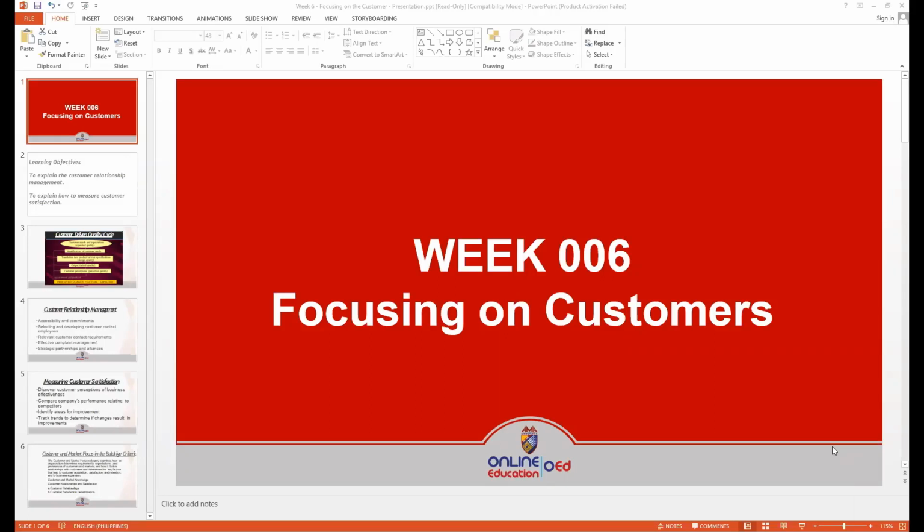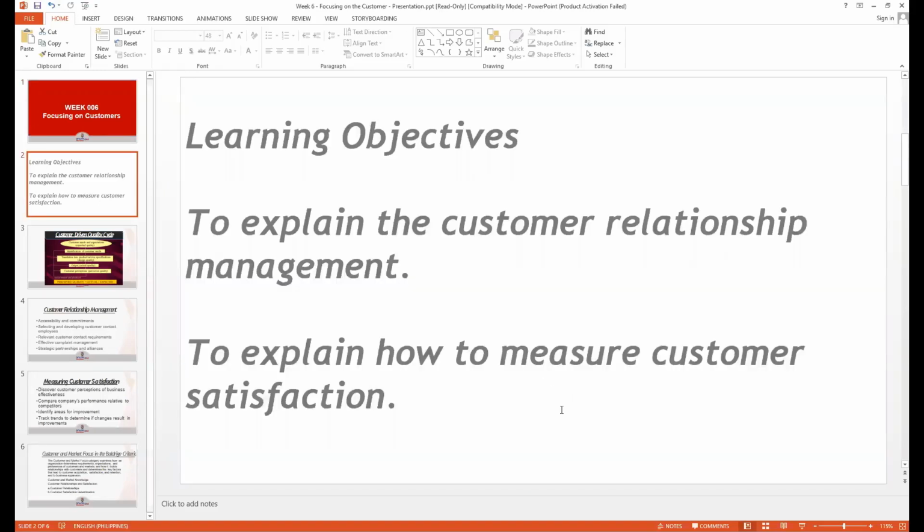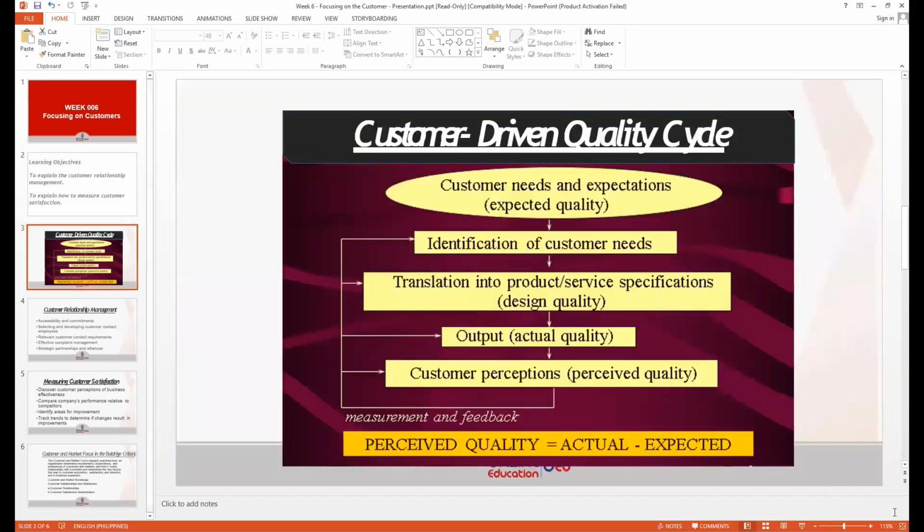So we are now going to proceed in week 6, and we're going to discuss customer focus. Here we're going to discuss the CRM, or customer relationship management, and even the customer satisfaction measurements, in a way that these things are part of the customer focus. Our learning objectives here are to explain customer relationship management and to explain how to measure customer satisfaction.